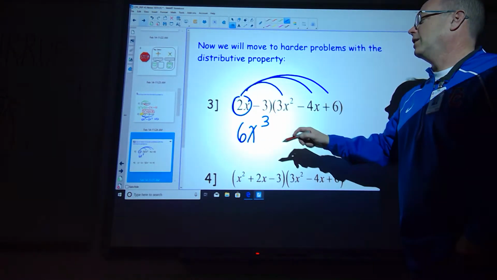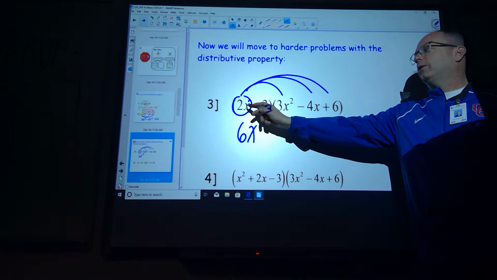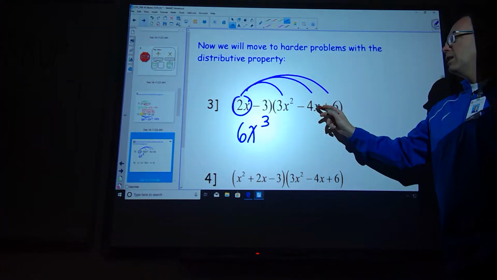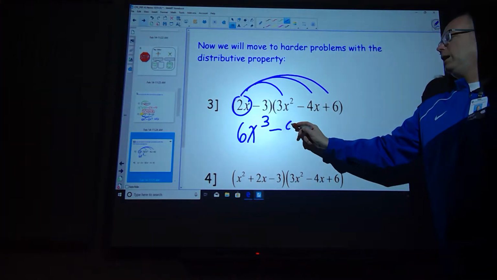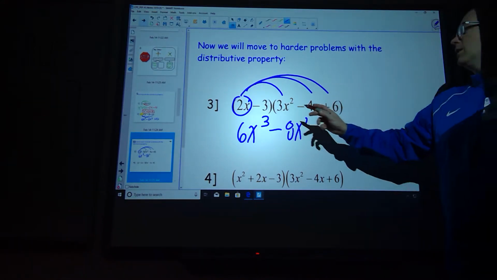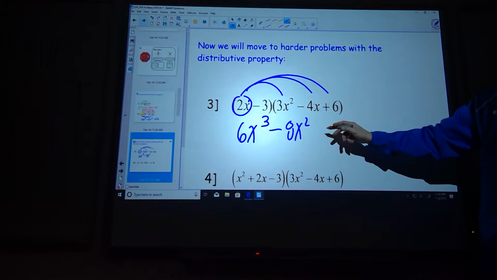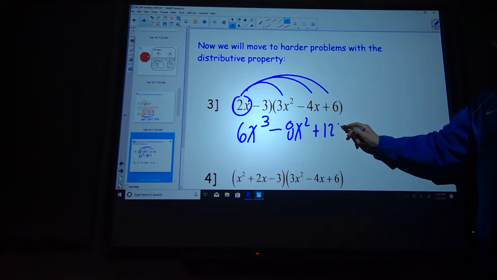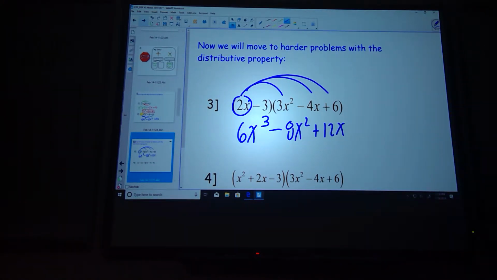Because that's to the first. Careful. We're increasing the exponents every time we multiply. 2x times negative 4x is negative 8x squared. Right? Because they're both to the first. And then 2x times 6 is 12x. Is that okay?